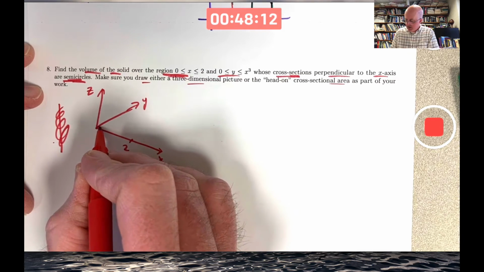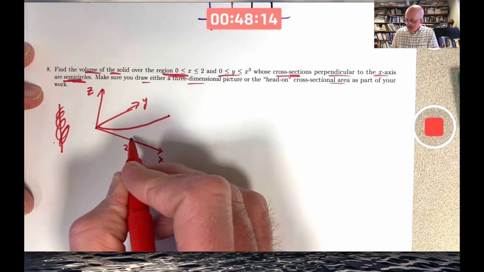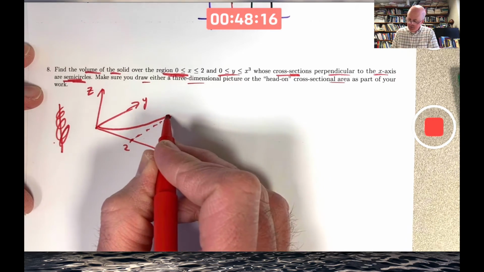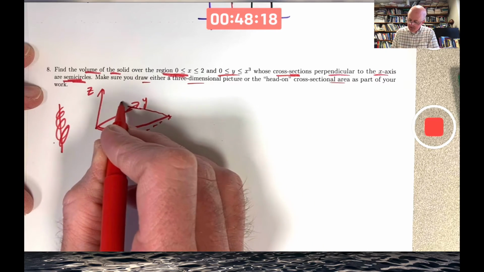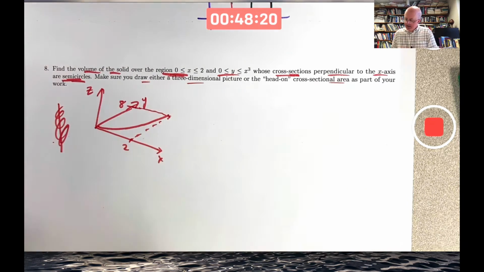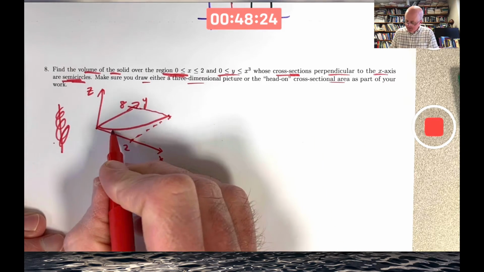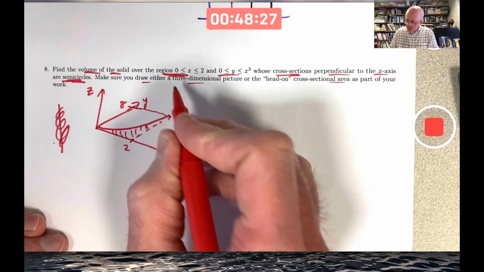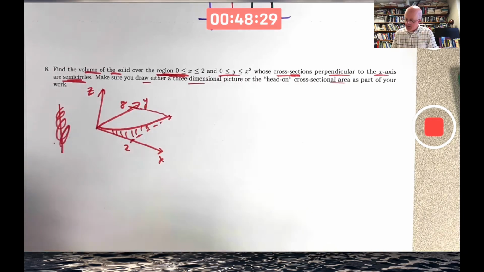In other words, you want to draw the graph of y equals x cubed. Say about like that. 2 cubed is 8. I'll label that an 8, though we won't need it. What we're describing here is this region right there. That's the region defined by those inequalities.